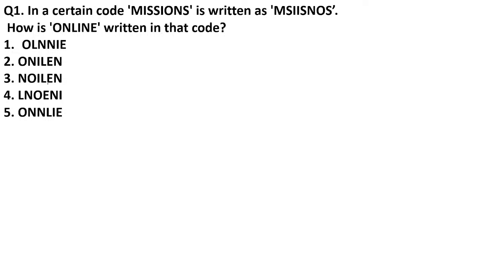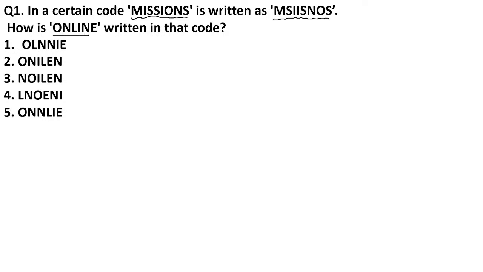This question is talking about, in a certain code language, this word, that is MISSIONS, this is one particular word. The code for this word is MSIISNOS. So in that same particular language, what should be the code for ONLINE? First of all, try to understand this question.